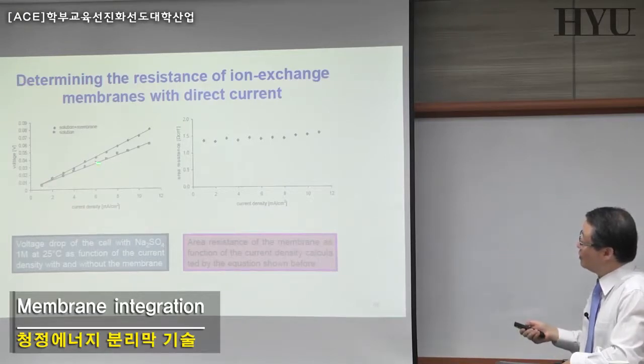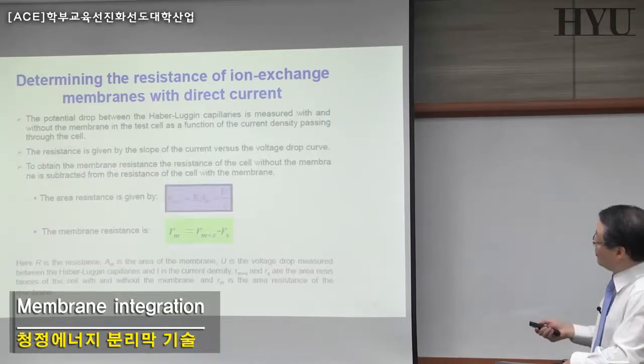So the slope here is called the resistance. If you only have a solution, then you obtain this plot in the lower part. Okay, so the solution resistance is obtained by the slope of this curve. Whereas with the membrane, you have a high voltage, so the resistance is much higher than the solution itself.